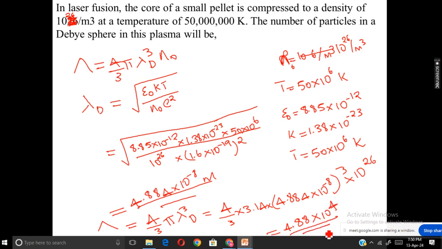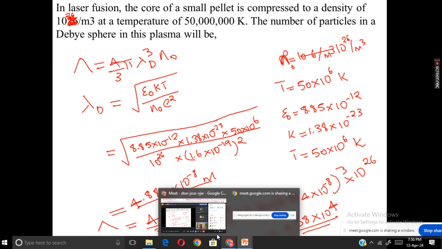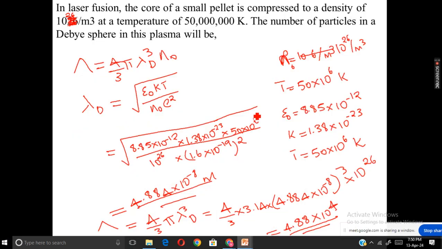I hope you got the answer. This will be the answer. So the question was to find the number of particles within a Debye sphere. The temperature was given and the number density was also given.